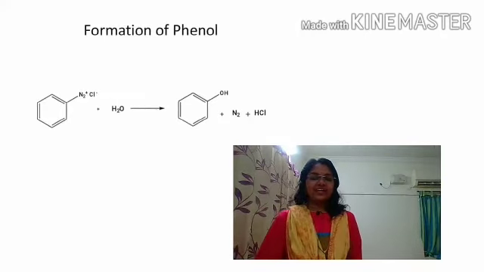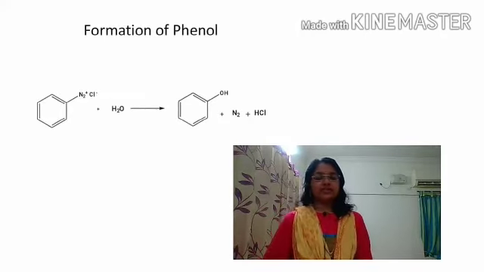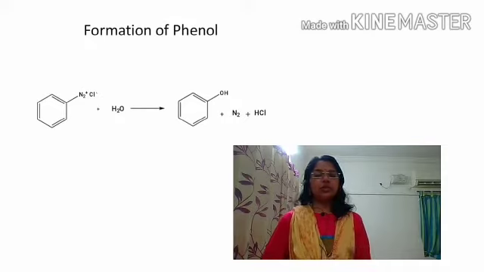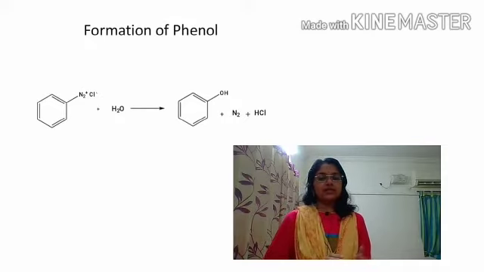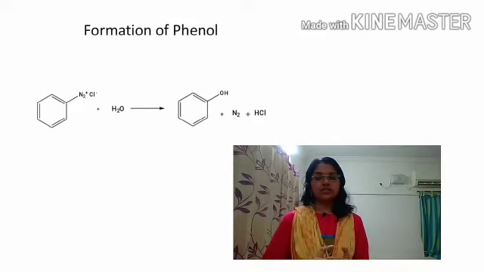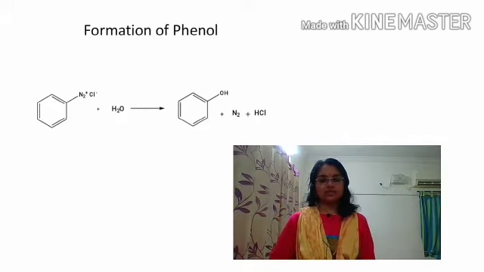Let us discuss the category of the substitution reaction. In that, we are first discussing the preparation of phenol, that is, how phenol is prepared from diazonium salt. When diazonium salt is warmed with water, we get phenol. In this reaction, nitrogen is eliminated, or removed from the reaction, and an OH group is attached to the benzene ring.